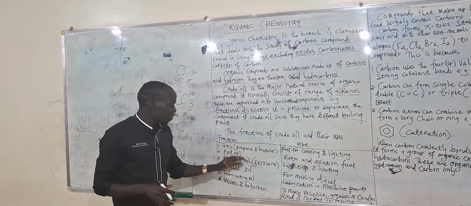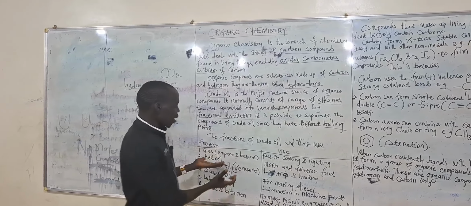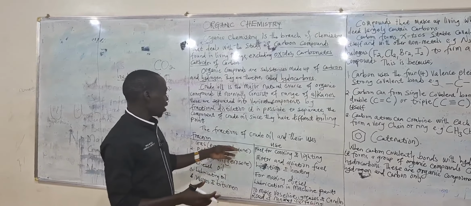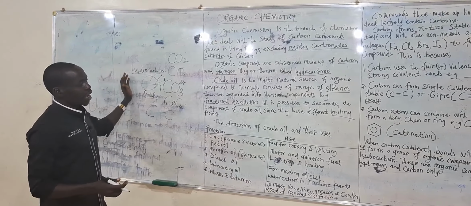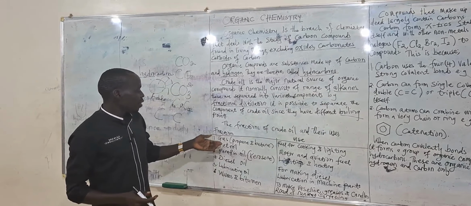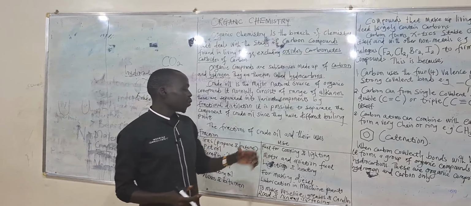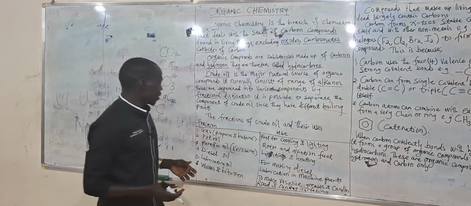And we have seen some of the fractions here and their uses. We are saying gas, mainly we are talking about propane and butane. We are going to get to propane ahead, but propane is also under alkanes. We are saying these gases are used for cooking and lighting. You use them for cooking at home, and at the same time for light.